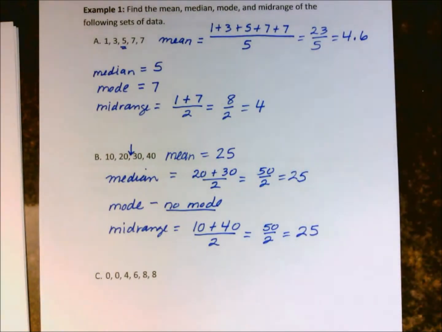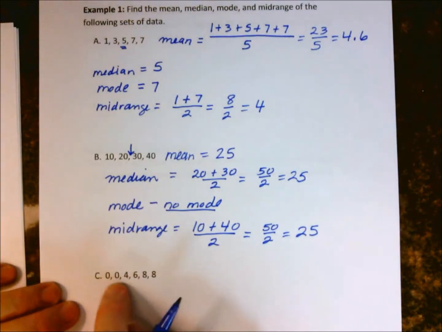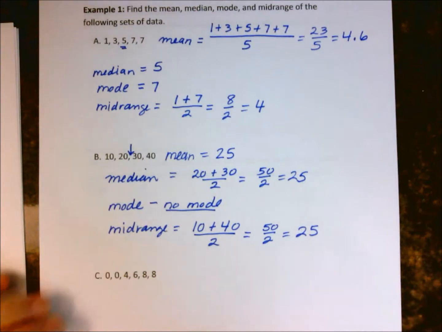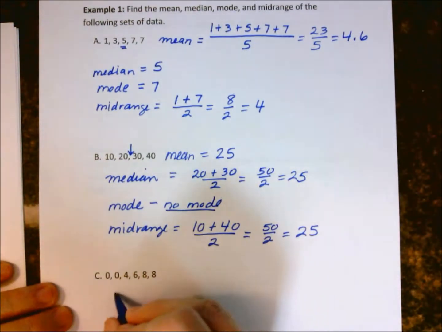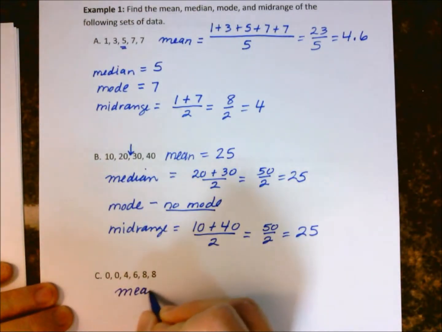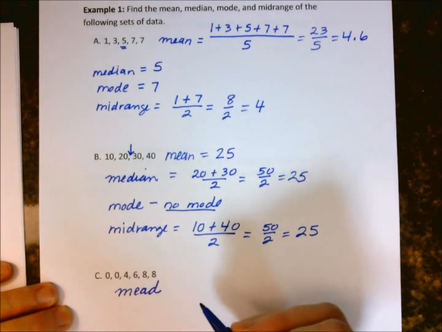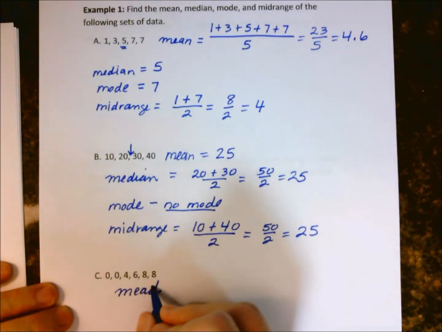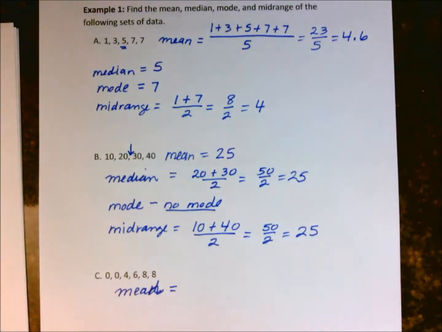Okay, good. And final example here, we have 1, 2, 3, 4, 5, 6 data items. And we begin by calculating the mean. I believe I'll use the calculator for this.